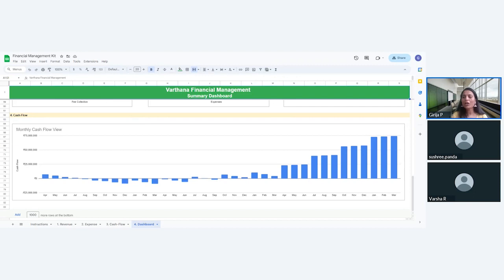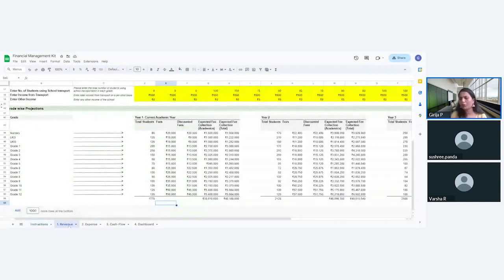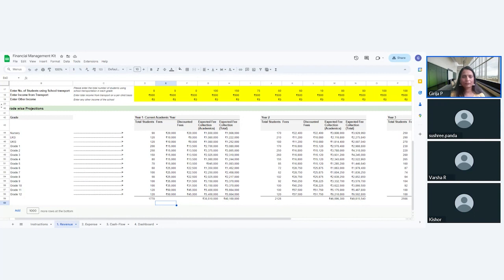So let me take a pause here. If you have any question regarding this tracker, and whatever presentation we have taught so far, please feel free to ask. And we will be sharing this tracker and this tool with you, so you can use it at your school as well.